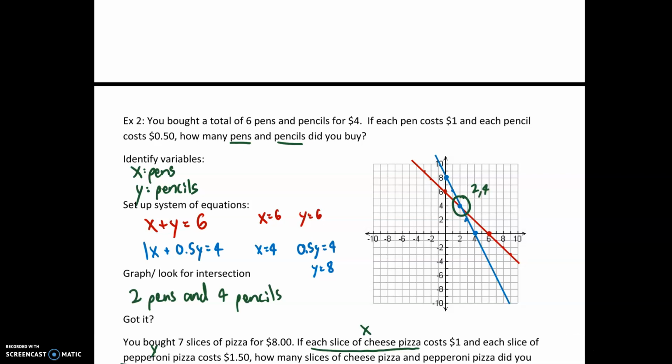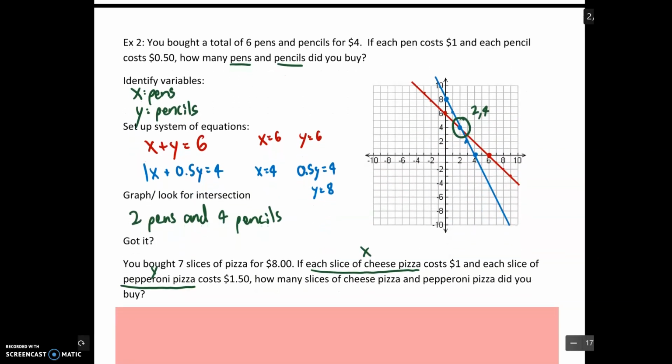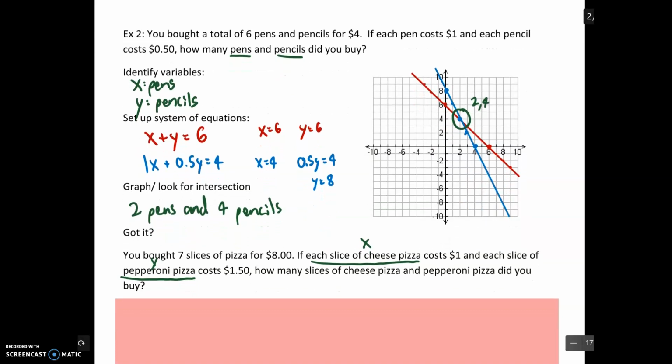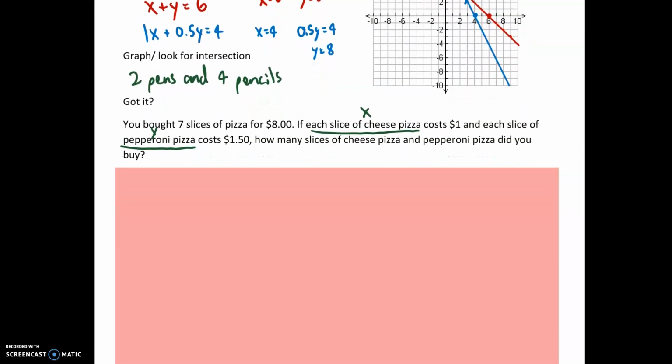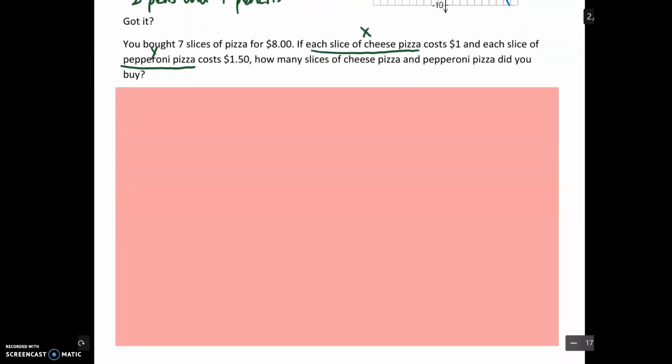So looking at that second example, again, I kind of highlighted the variables already in this first part. So I said that cheese pizza in this case was x, pepperoni was y.